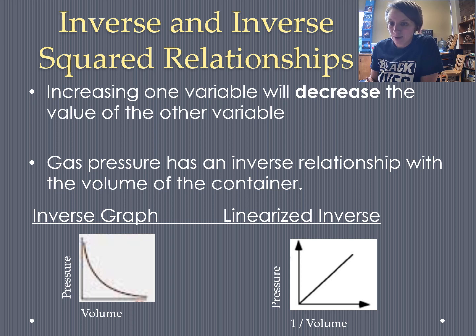In this case, I did the math on volume, and I took the reciprocal. I did 1 divided by all of my volume data points. When you graph this new data set, pressure versus 1 over volume, you get a nice straight line graph with all sorts of benefits and perks. So that on the left is an example of an inverse data set, and on the right, what you would do to linearize an inverse data set.